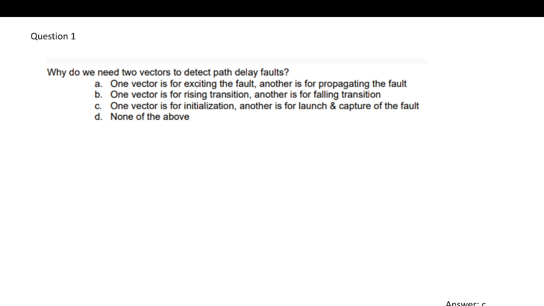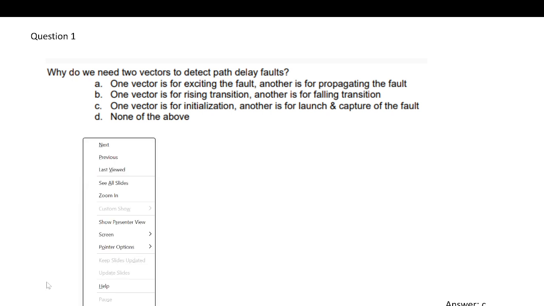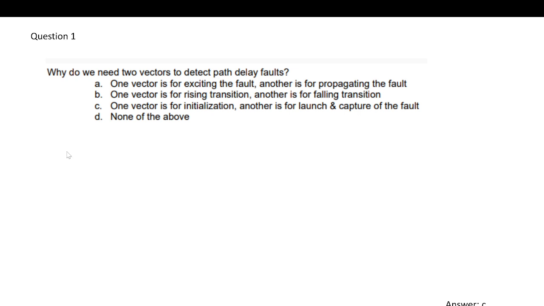Why do we need two vectors to detect path delay faults? We have said that the first vector V1 is for initialization and the second vector is for launch and capture. Launch and capture, so option C.